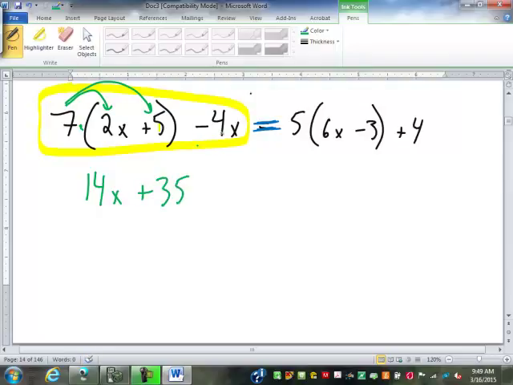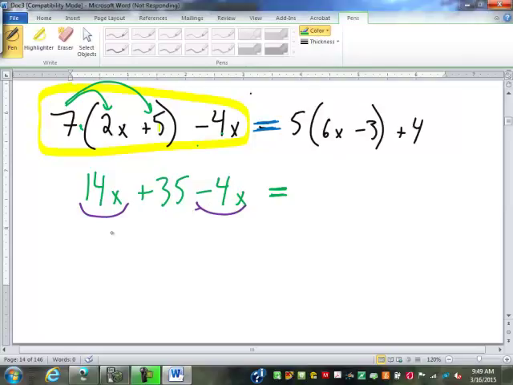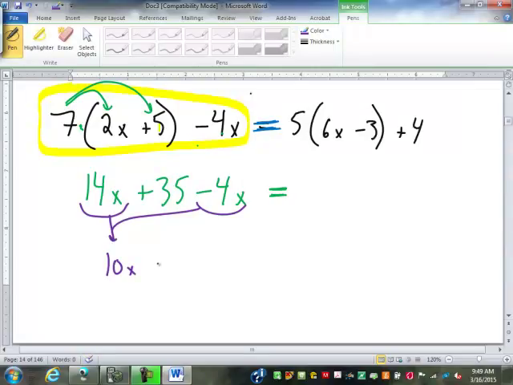Now there's still the negative 4x here. So now we're going to stay on this side of the equal sign. We're going to combine 14x and negative 4x, which makes 10x. And a positive 35. Now we go to the other side.